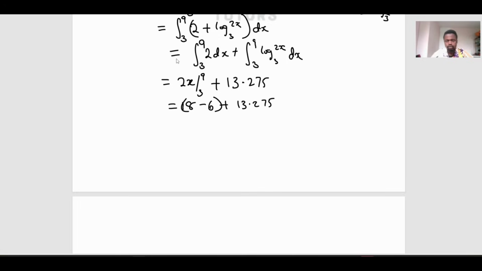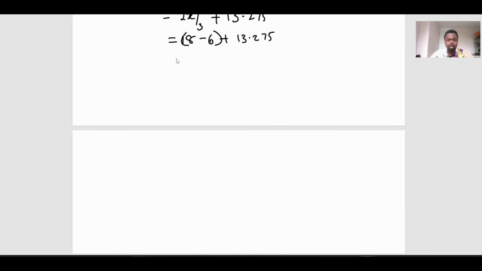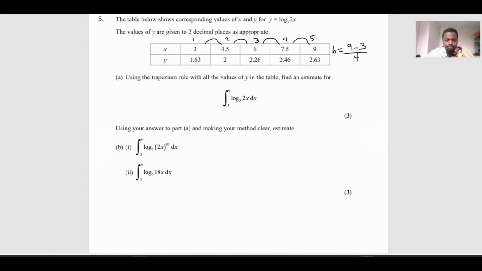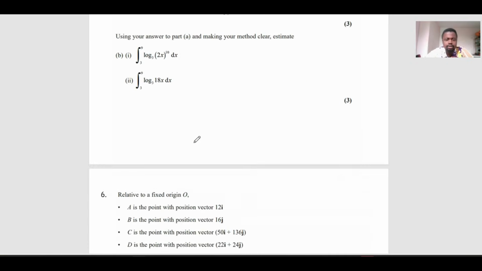So this one is for the first one. If you do 18 minus 6, that's 12, and then if you add 12 with that, that should give you 25.275. All right? I think that's right. Yes, that is right. So we have 25.275. All right, let's see the next question.